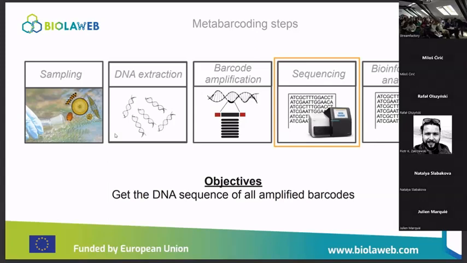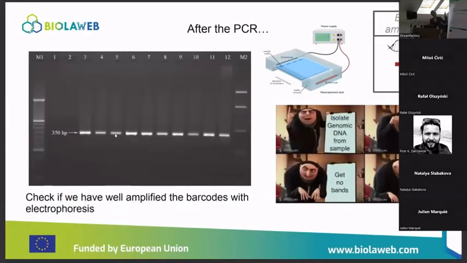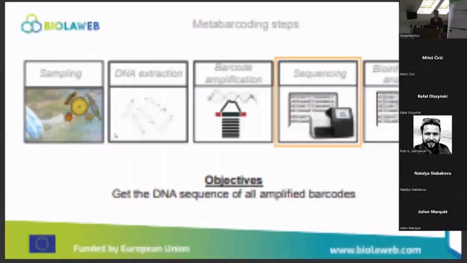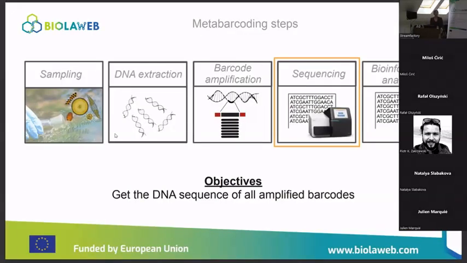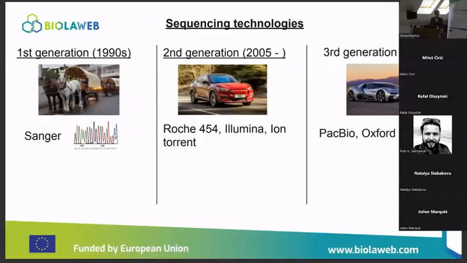So the next part is, now you have amplified your barcodes, you have those nice bands, and you can sequence those barcodes. So the objective is basically to get the DNA sequence of all your amplified barcodes. And for this, there are different sequencing technologies that exist. So I will just go through this.